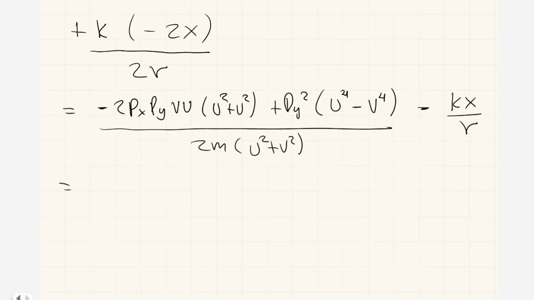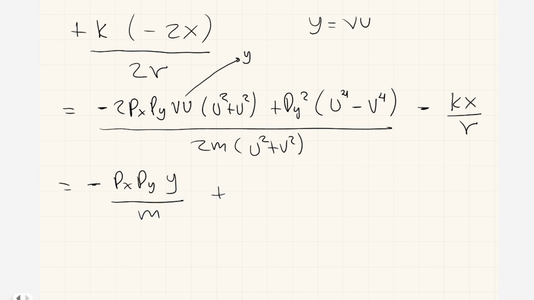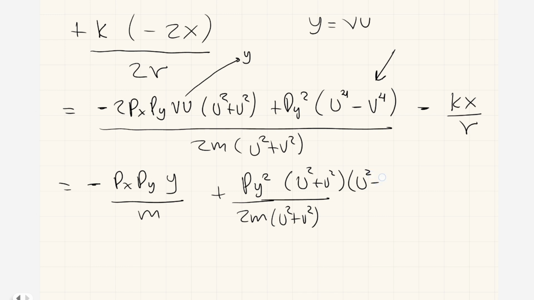Okay, so we can cancel a 2 here. We can cancel this with this to get minus px py b u, which is of course y. Remember, y was equal to b times u. So we will get a y here. This is divided by m. And then plus py squared divided by 2m (u squared plus b squared), and this is a difference of squares, so we can factor as (u squared plus b squared) times (u squared minus b squared).